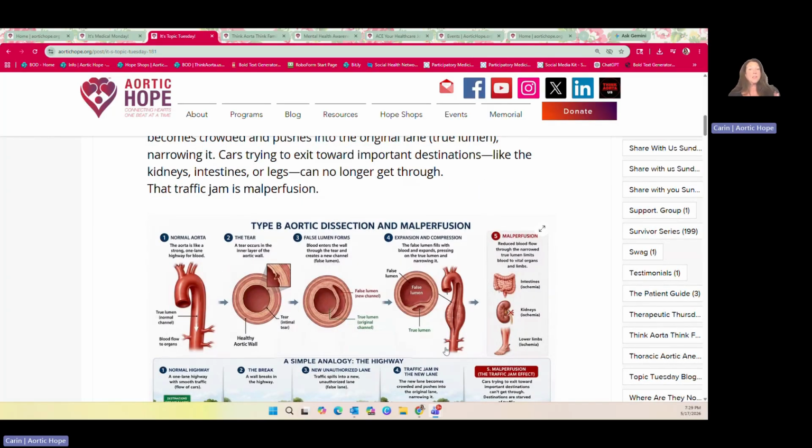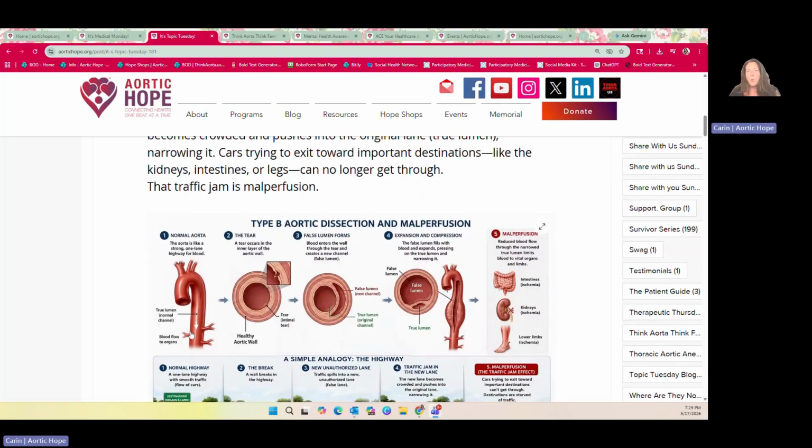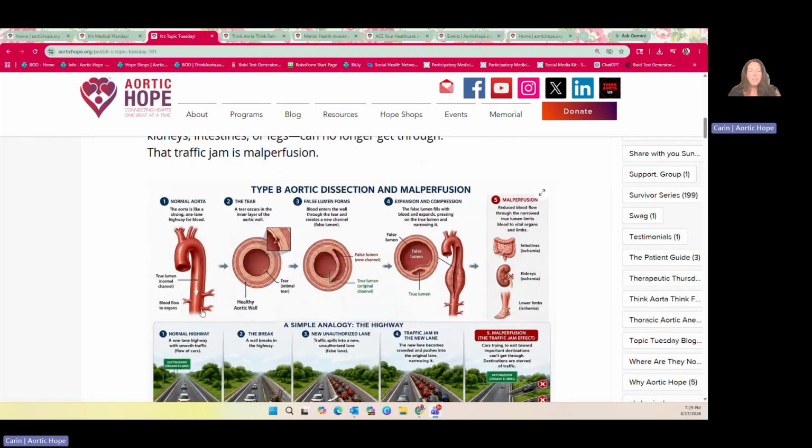All right, so let's take a look at this graphic for a second. Normal aorta, yay, normal aorta. You have your branches, nice, strong, one-way highway. Everything looks good.